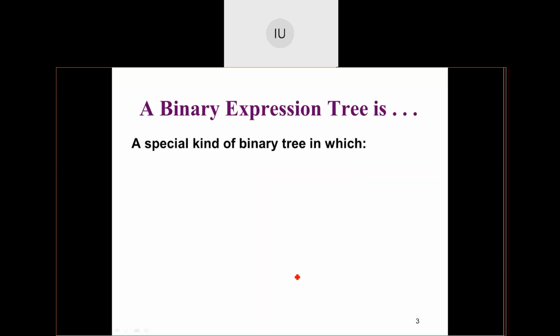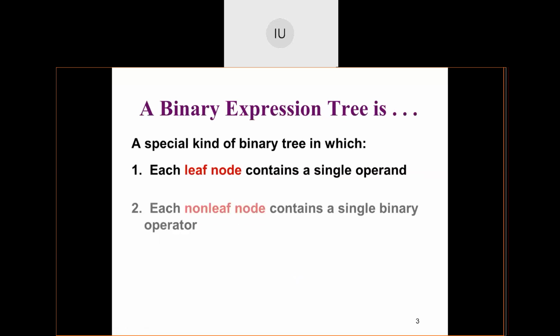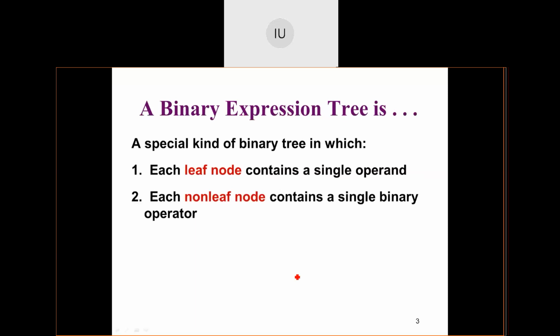Now, how will a binary expression tree look? Each leaf node contains a single operand. Every leaf node must contain a single operand. Every non-leaf node contains a single binary operator. I am talking here very specifically about an expression containing binary operators only. If I take up a unary operator, definitely a binary tree will not be the solution for that. Why? Because every time the operator will have a single operand. So you just keep this in mind.